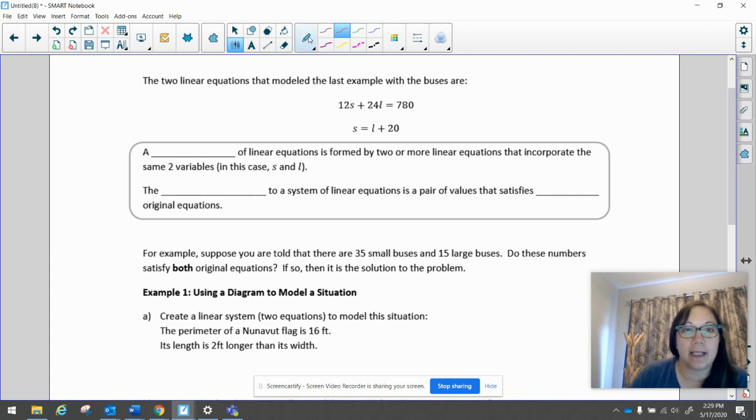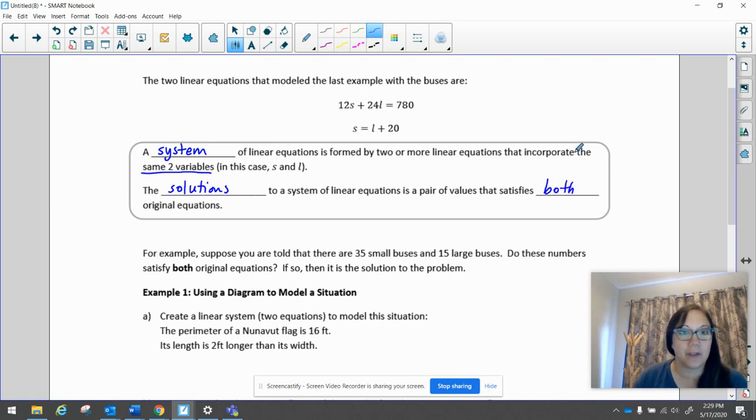So a little bit of fill in the blanks here. A system of linear equations is formed by 2 or more linear equations that incorporate the same 2 variables. In this case, it was S and L. So they have to be the same 2 variables. And the solutions to the system is the pair of values that satisfies both equations.